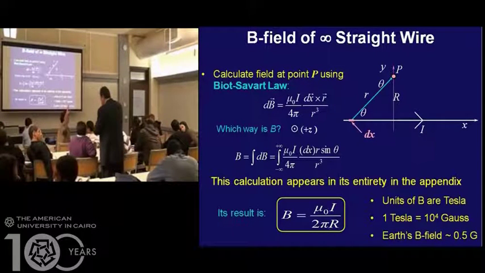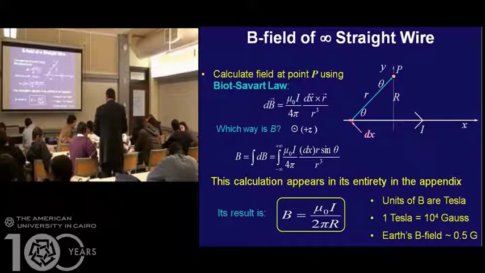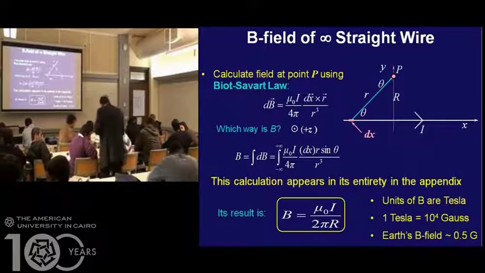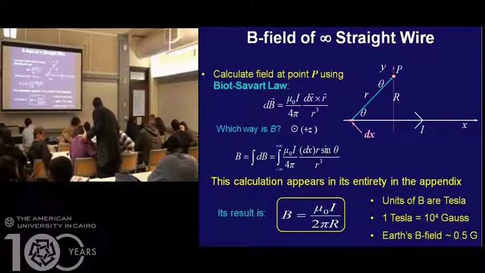R, x, and theta are dependent on each other. They depend on each other. So you have somehow to think of actually converting that dx into d theta.